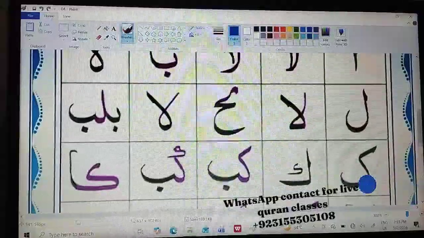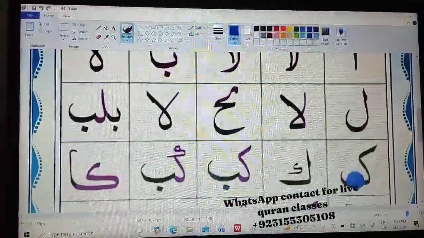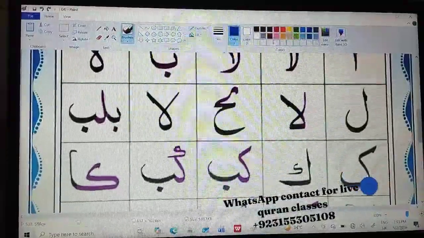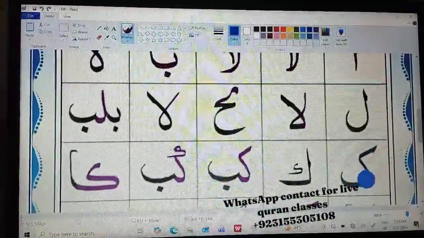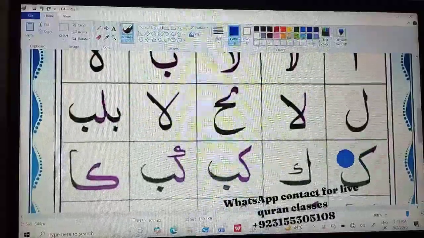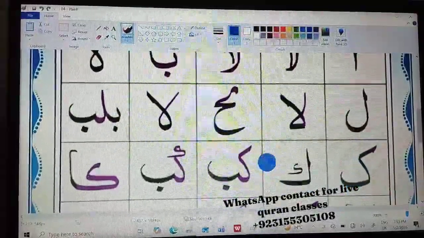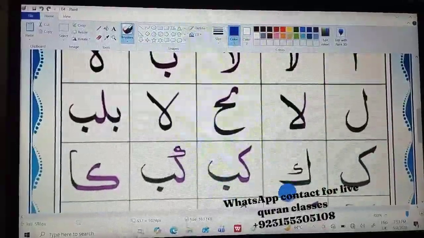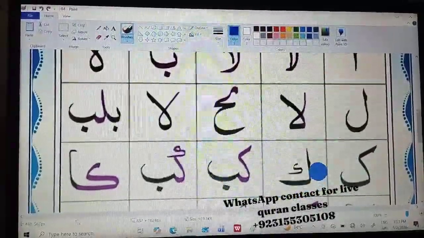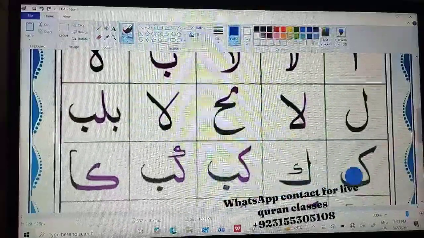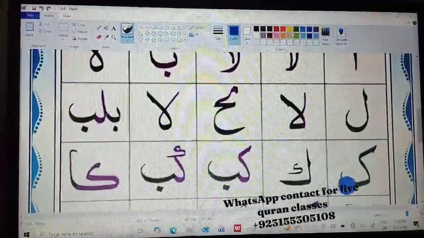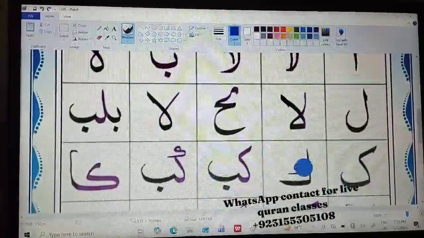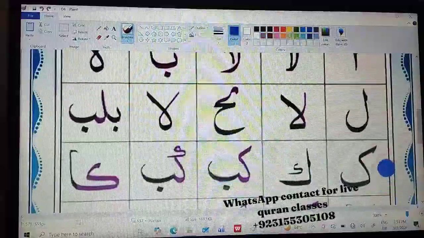Then the next letter is Kaaf in full shape. We have also read it in previous pages. This letter is Kaaf, and this is also Kaaf. So you see these two letters are different in shape, but the pronunciation is the same. Okay, same, Kaaf, just the shape is different.